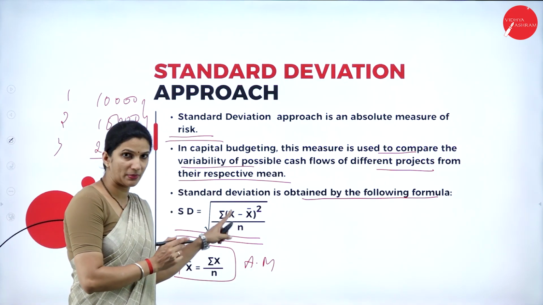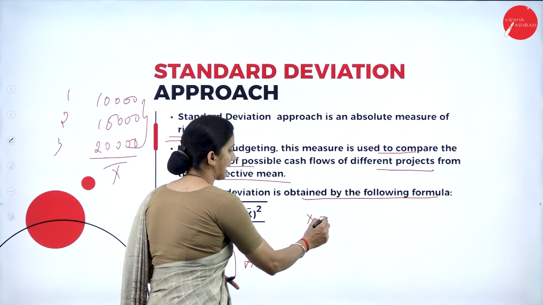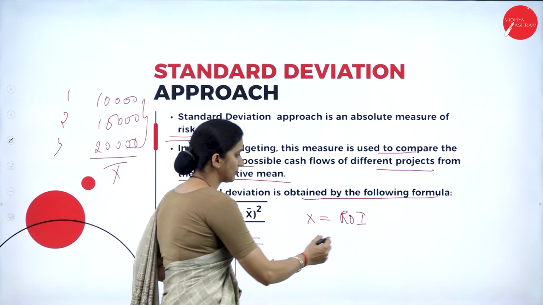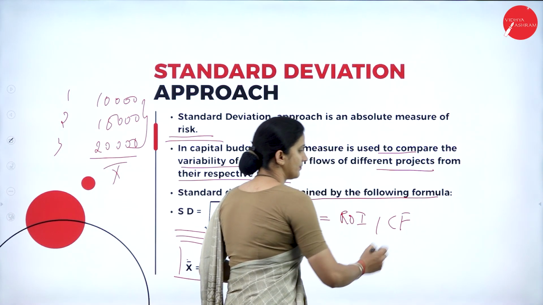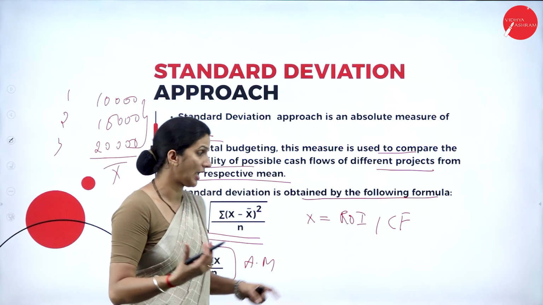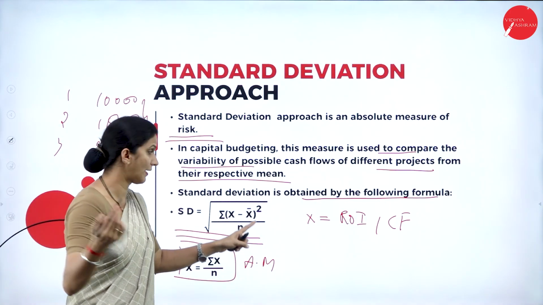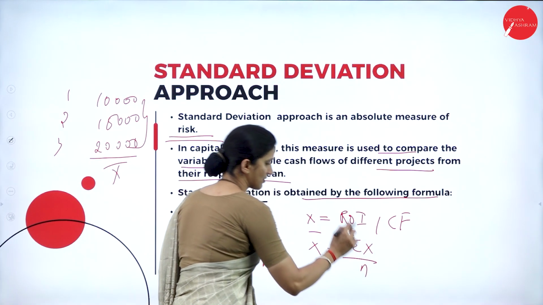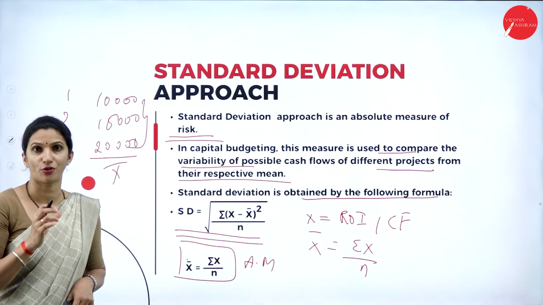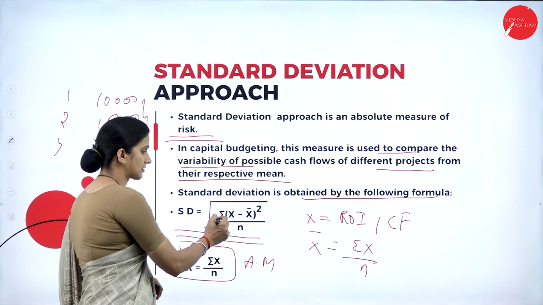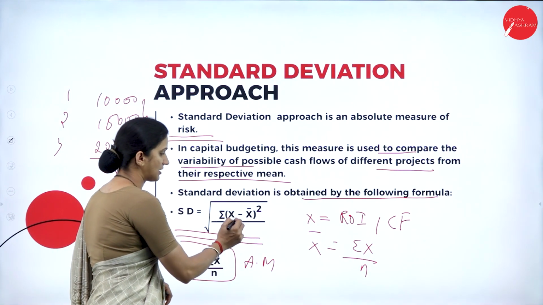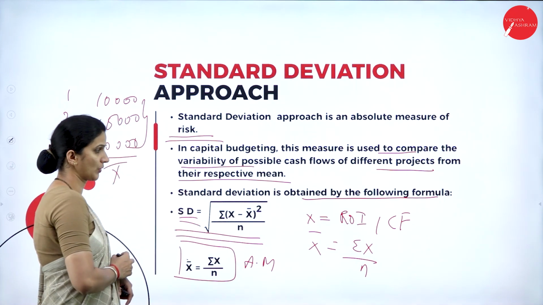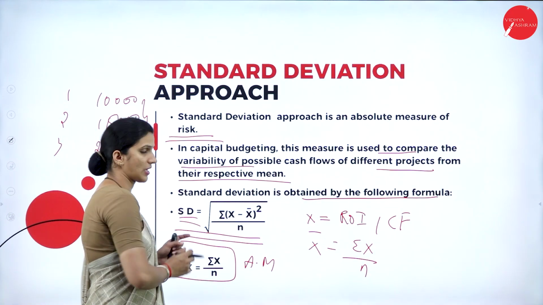So here x means what? It is the given data. X may be the ROI, that is return on investment, or sometimes maybe the cash flows. So if they give the cash flow, that will be considered as x. Then we'll find out the x bar, that is sigma x divided by n. n means the number of items or the number of years. Then sigma x minus x bar whole square divided by n, then we will take the root, so we will get the standard deviation. So this is the first calculation of standard deviation.